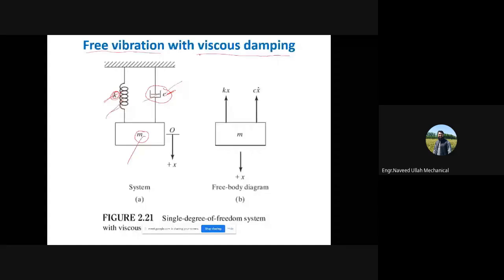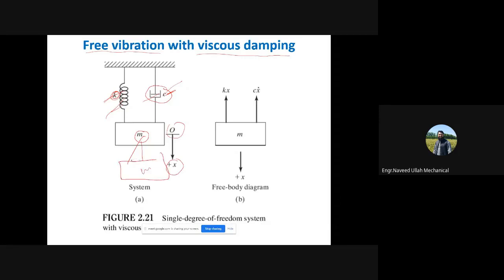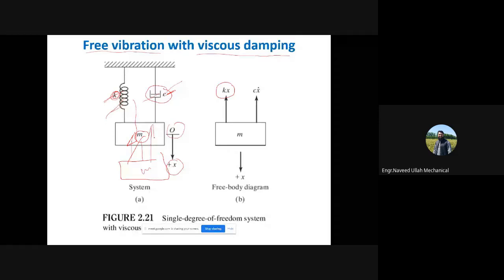So we have damped free vibration. This is the equilibrium position, and the downward direction is taken as positive. If you displace this mass and bring it here, there will be two forces. One is the restoring force of the spring, that is kx, and the other is the force of the damper, which acts in the opposite direction. Both of these forces will resist the motion of this mass. So this is your free body diagram.